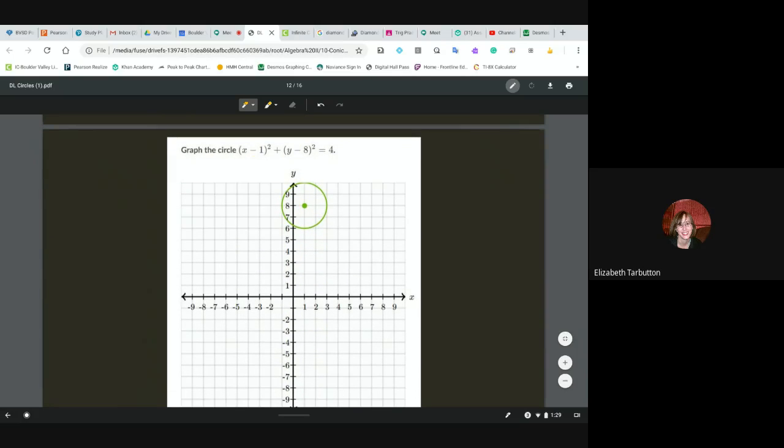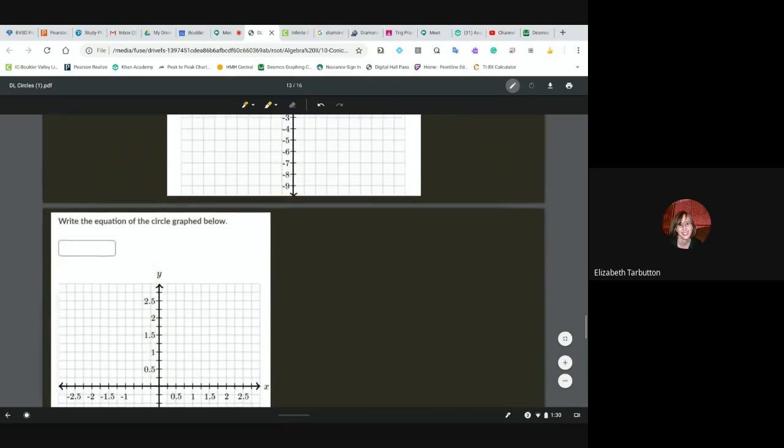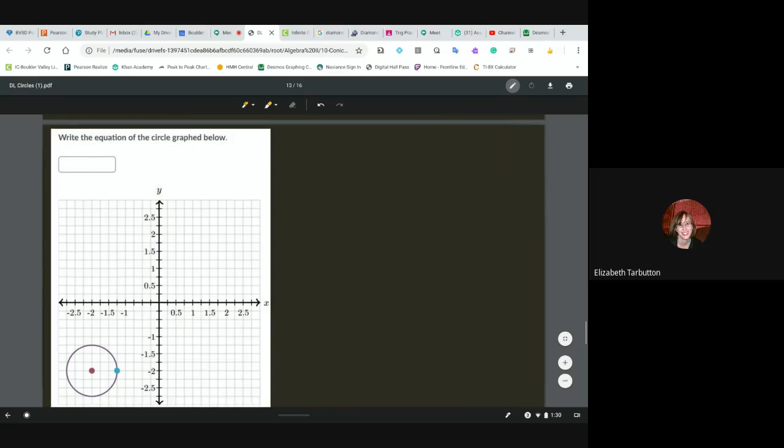Here, the center is at 1/8, so 1/8, and the square root of 4 is 2, so the radius here is 2. Again, if you click on the video or on the image, it'll take you to a video that solves it in more depth. Same thing here, if you click on the video, it will show you how to solve this in more depth, but I will go through it really quickly.